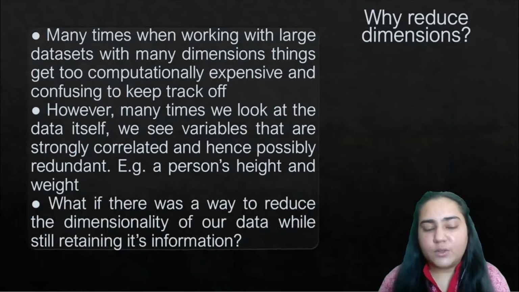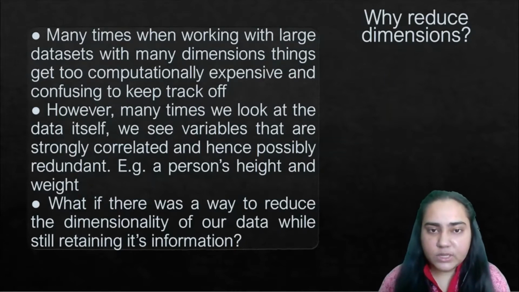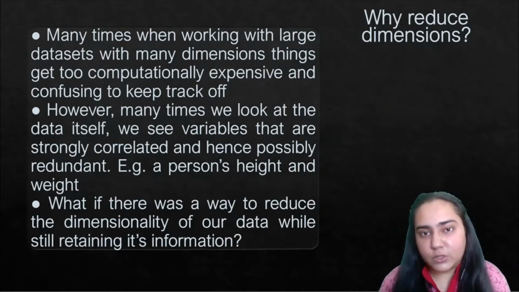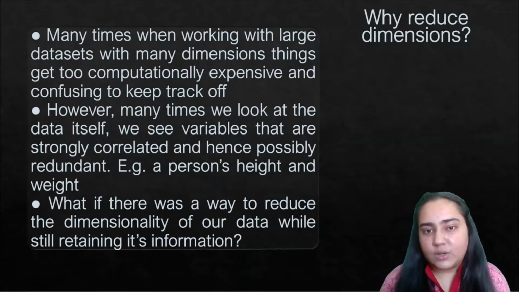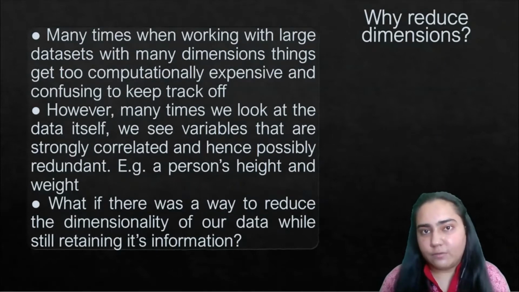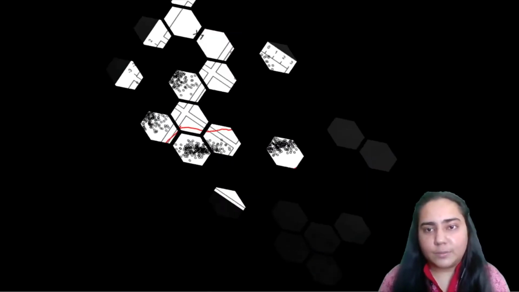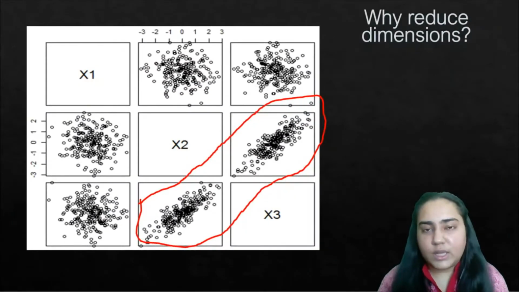Now, what if there was a way to reduce the dimensionality of our data while still retaining its information? While reducing dimensions, we don't want to lose information. We want the information that we have to remain in the data still. So reducing dimensions without losing information is what we are aiming for. And to do that, we use a technique called PCA, which is known as Principal Component Analysis. And I'll be showing that to you in a minute.